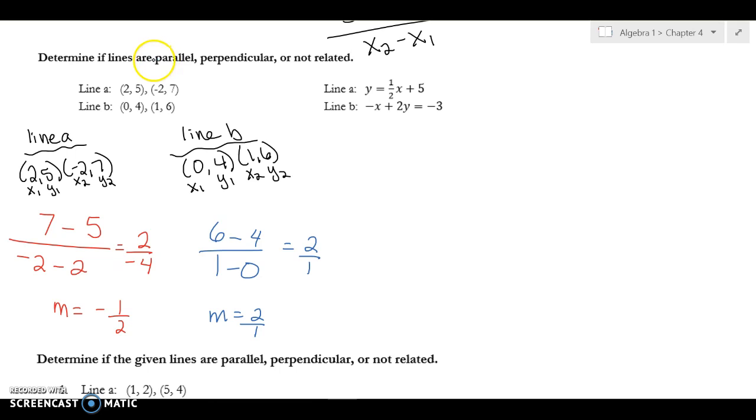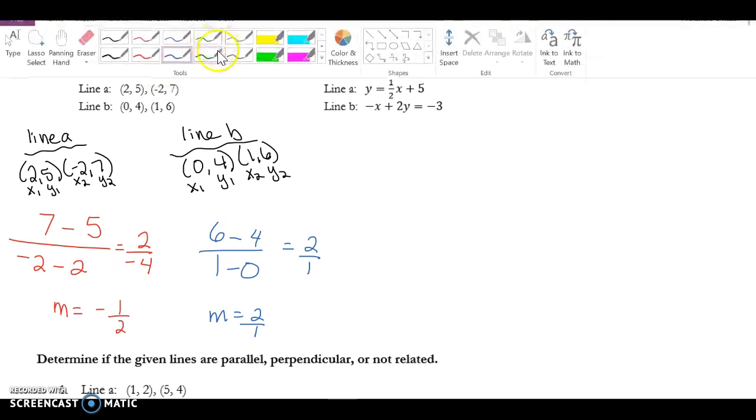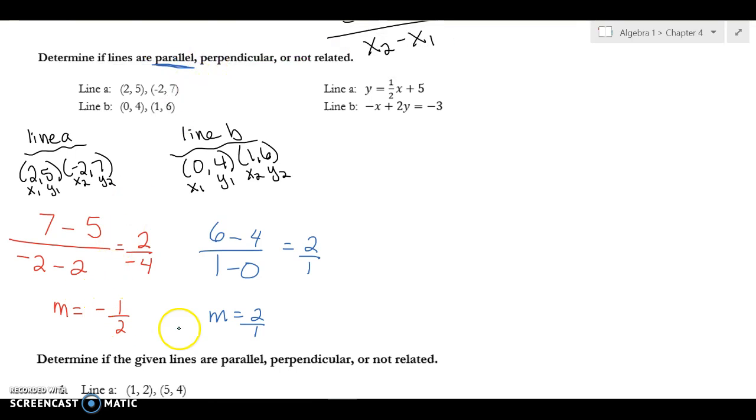So the first question is, are they parallel? Parallel slopes stay the same. These two slopes are not the same, so it's not parallel. Perpendicular, you flip it and you change it. If you notice, 1/2 flipped is 2 over 1, and it changes signs. So these two lines are perpendicular to each other.